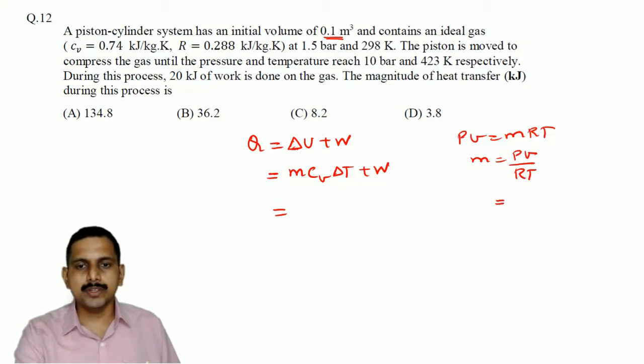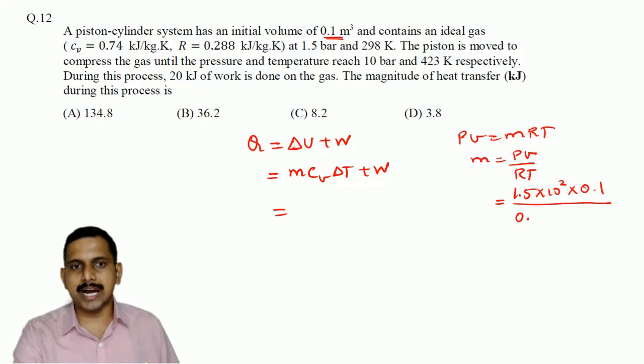Let us substitute. Initially the pressure is given as 1.5 bar. Let us convert it into kilopascal. 1 bar is 10 power 5 Pascal, so 1.5 bar is 150 kilopascal. And then V is equal to 0.1. Why are we putting it in kilopascal? Because below we will put R in kilojoules. Otherwise we have to put 288 and here 10 power 5. So we have to be consistent with our units. And then temperature is 298.